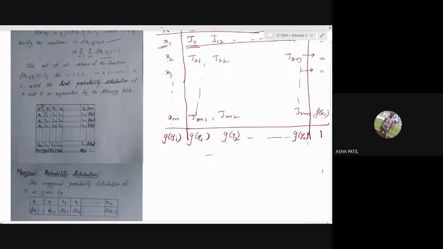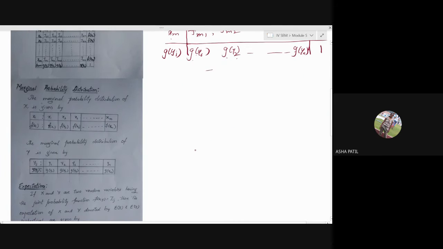Now this is the joint probability distribution table, and the last row and the last column denote the marginal probability distributions of x and y. You can even put them separately like this: the different values of x that x takes and the corresponding probabilities, the last column here and the first column. Similarly, the different values of y and this last row, which gives the marginal distribution of y.